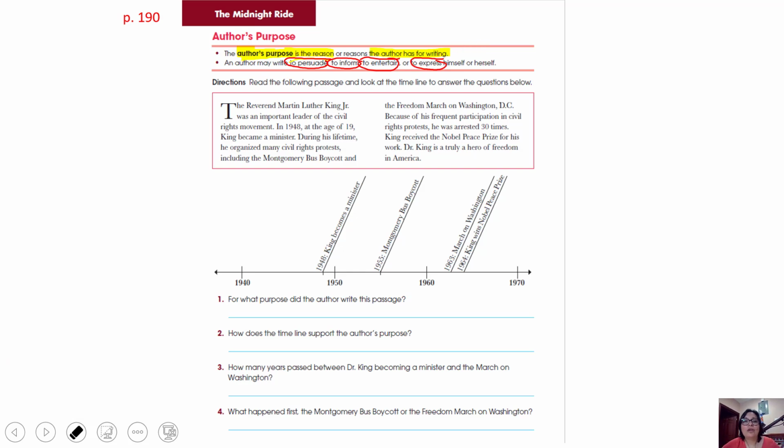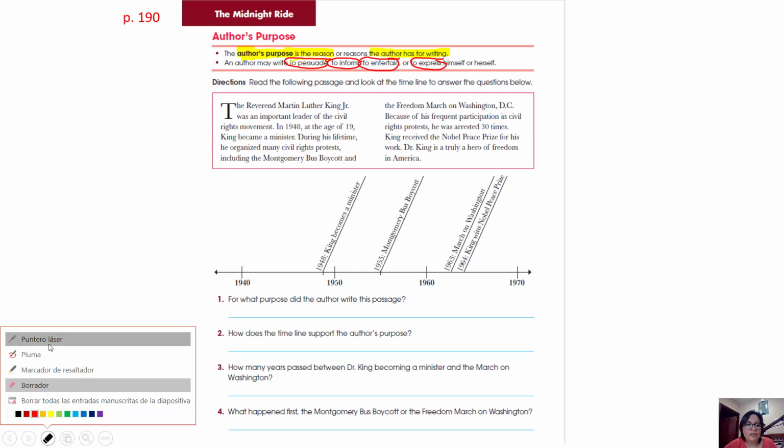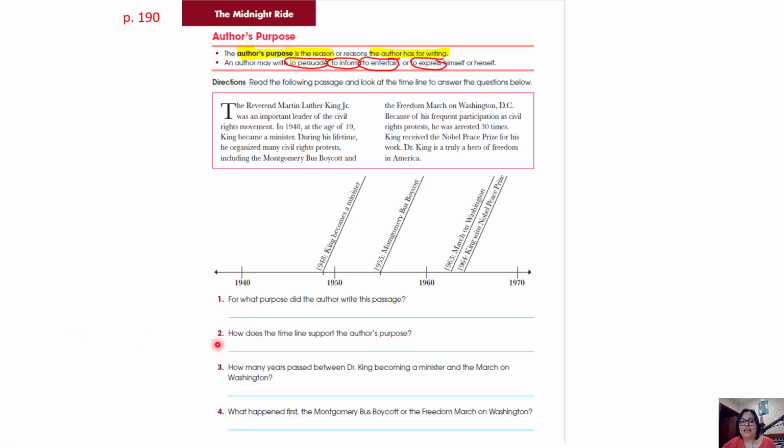So now we are going to read the following passage, and then we are going to look at this timeline that is in here. And after that, we are going to answer the questions that we have in here. So let's read. The Reverend Martin Luther King Jr. was an important leader of the civil rights movement. In 1948, at the age of 19, King became a minister.